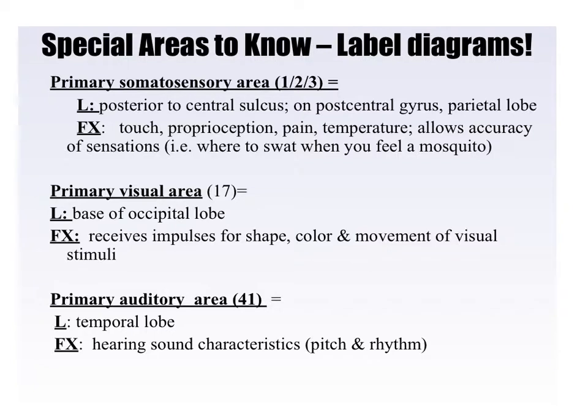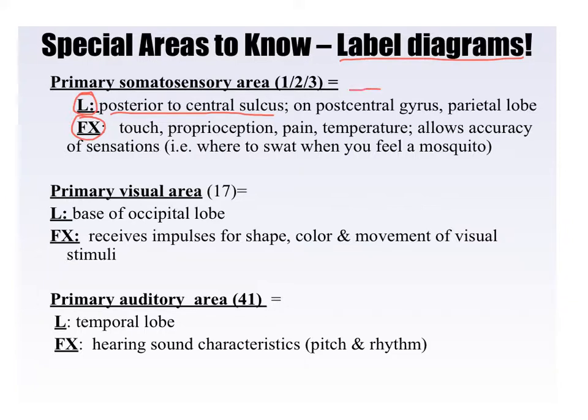And some more special areas. We've gone over these about 3 or 4 times, so I'm going to go really, really fast. You need to label your diagram. So, hey, location, where are these structures located, and what is their function? So I'm going to do these quick. Remember, the somatosensory cortex, it's posterior to the central sulcus. It's the very anterior part of the parietal lobe.